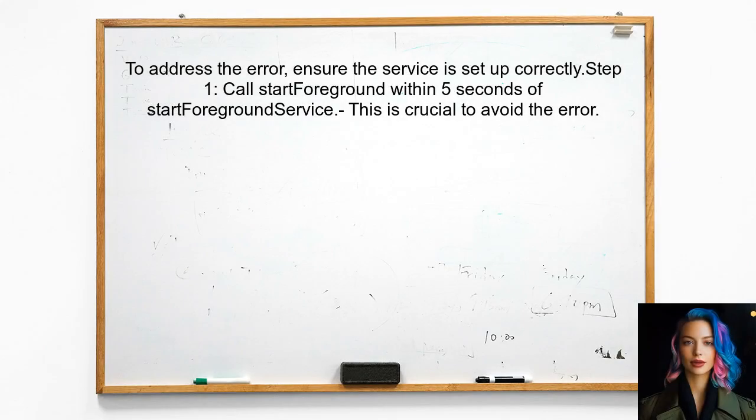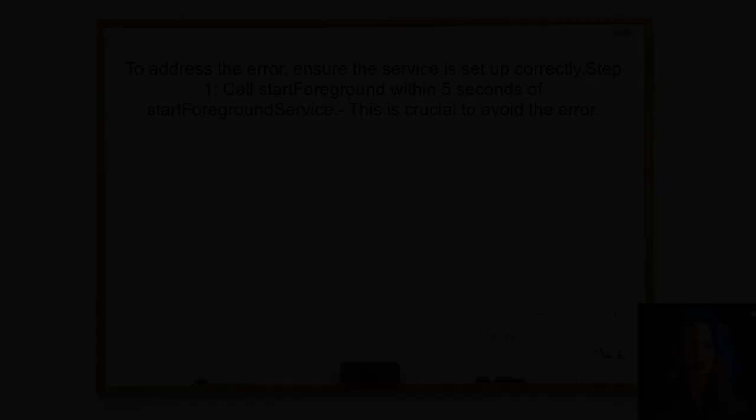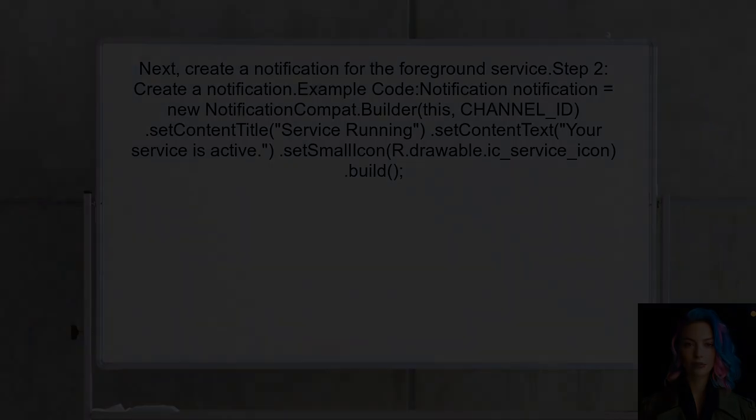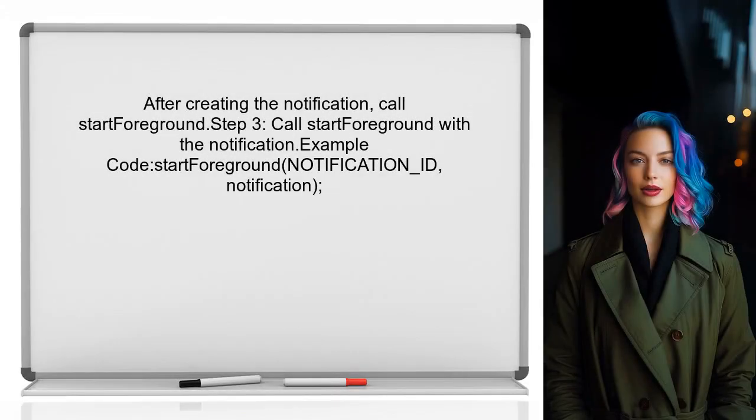To address the error, the user should first ensure that the service is properly set up to call startForeground within 5 seconds after calling startForegroundService. Next, the user needs to create a notification that will be displayed when the service is running in the foreground. This notification is essential for the foreground service. After creating the notification, the user should call startForeground with the notification object. This step is necessary to properly start the foreground service.